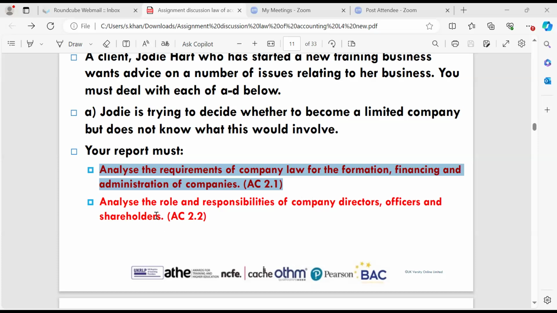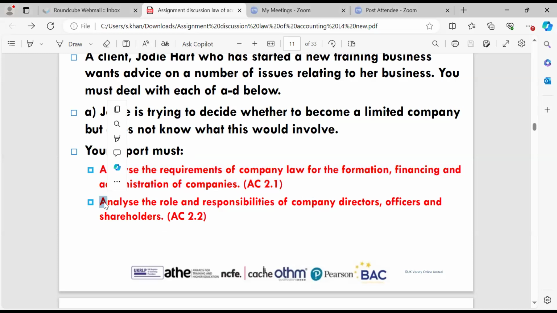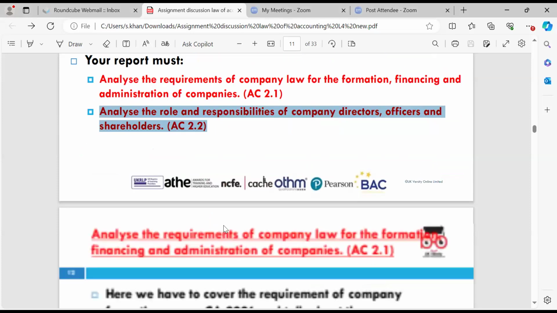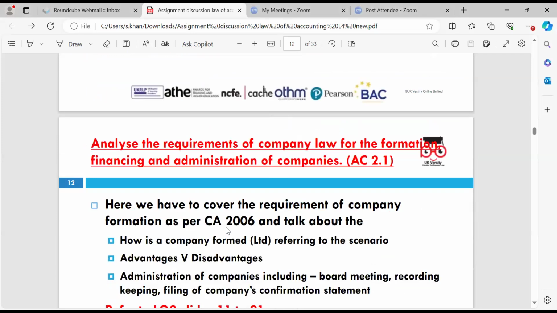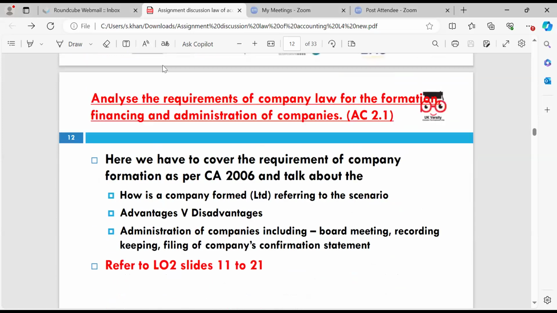But is this okay? So you just copy and paste that into your assignment and then write under it the answer? Yeah. So that's one part of it. Then the second part of the assignment is to analyse the role, and all this is in learning outcome 2. It tells you at the top what learning outcome it covers: analyse the role and responsibility of company directors, officers, and shareholders. So where you would find this answer, I've gone through it, made it quite easy for you to identify.